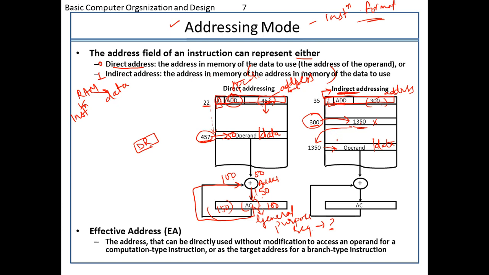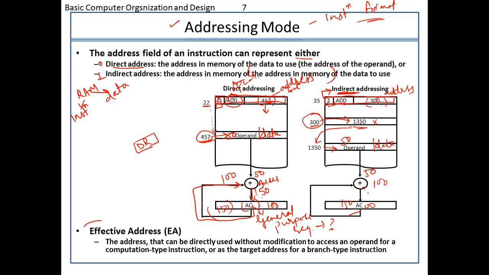So again, I will figure out the data present here. 50, let's suppose, and the accumulator again has 100. So 100 plus 50 in the adder will become 150. That is it. That is the entire concept of understanding direct and indirect addressing.